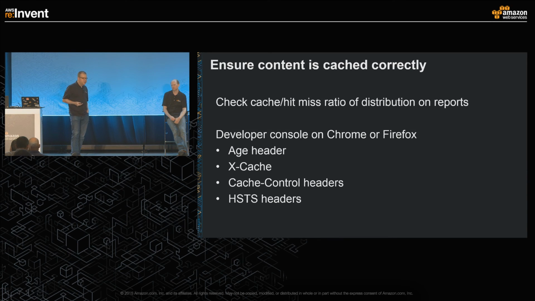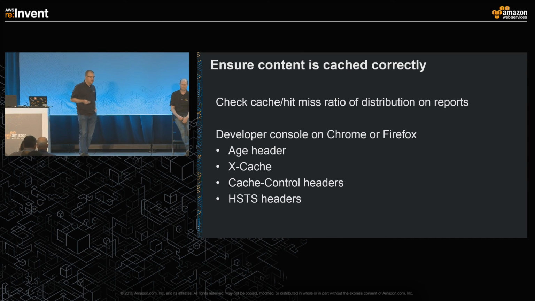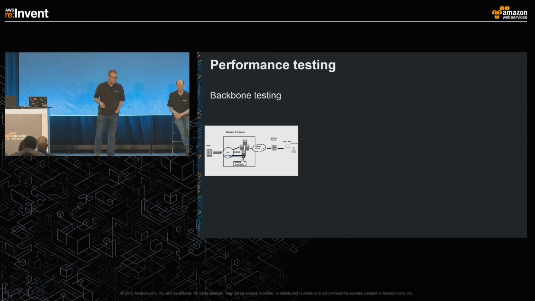One of the things that Jared showed you was looking at the ratio of hits and misses from a CloudFront cache. You can also see on an individual object whether an object is a cache hit or a cache miss by looking at the headers returned by CloudFront. So see this in the demos. 4 of the headers to look at in the developer console in Chrome or Firefox are the Age header, the X-Cache header, the cache control headers, and the HSTS header that Colleen showed you earlier. So in the demo, we'll look at the developer console and see how you can see those headers.